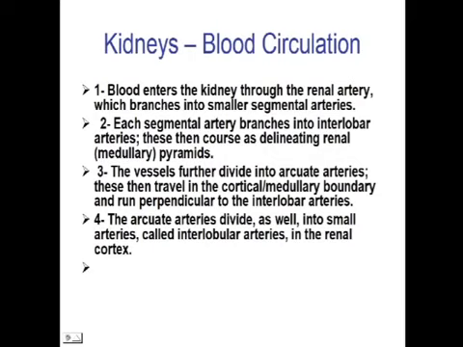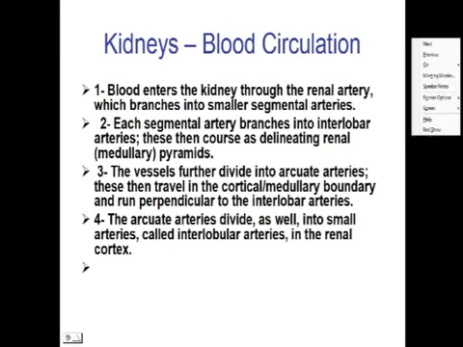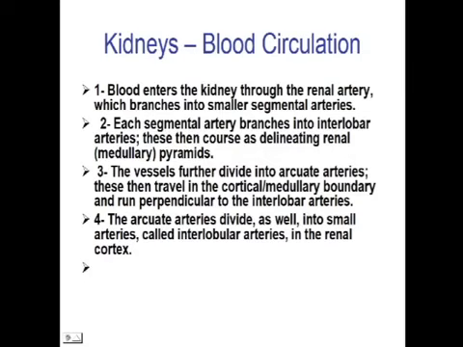Blood enters the kidney through the renal artery, which branches into smaller segmental arteries. Each segmental artery branches into interlobar arteries. These then course delineating the renal pyramids. The vessels further divide into arcuate arteries. These then travel in the corticomedullary boundary. The arcuate arteries divide as well into small arteries called interlobular arteries.